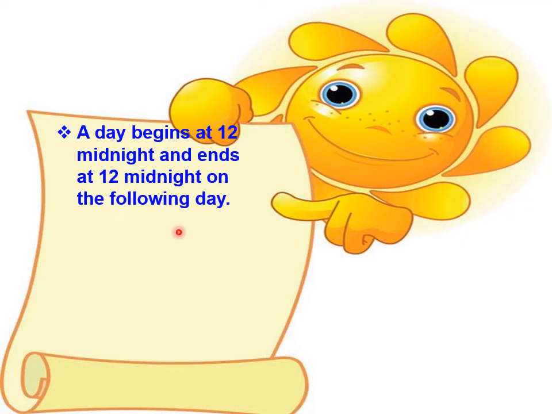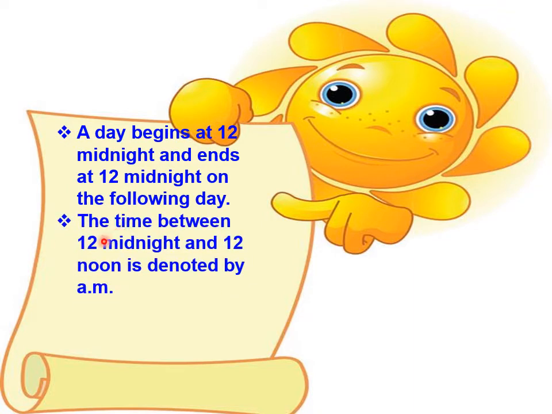A day begins at 12 midnight and ends at 12 midnight on the following day. It will start at midnight 12 o'clock and end at the next midnight 12 o'clock on the following day.